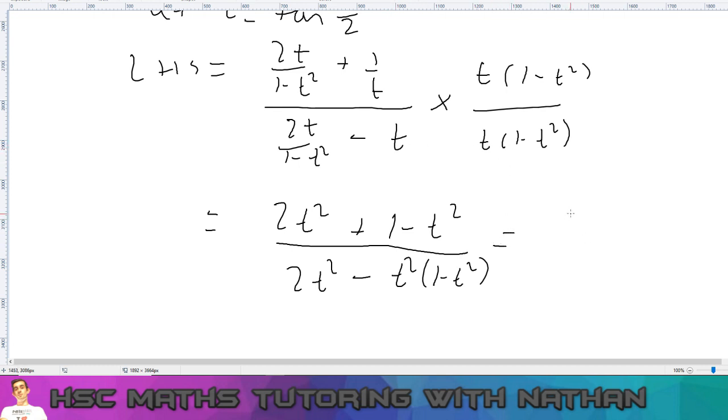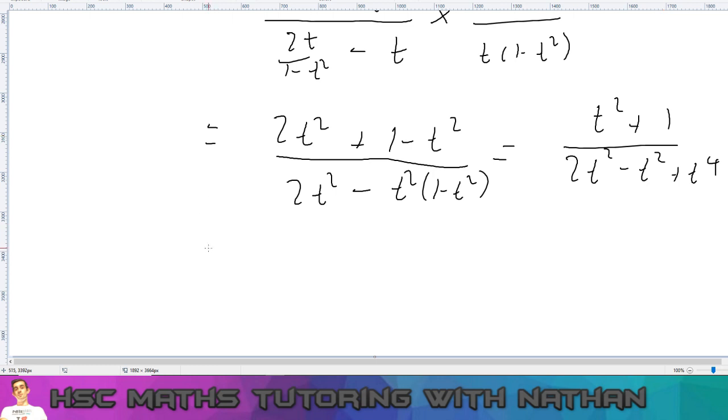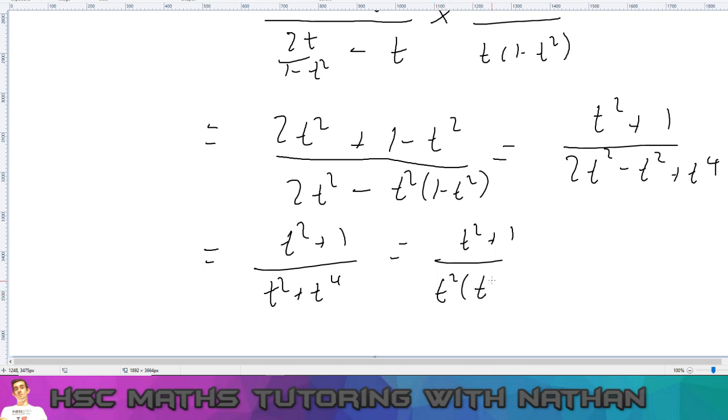So now we just clean up the numerator and denominator, collect like terms, t squared plus 1 over 2t squared minus t squared plus t to the 4. Let's clean it up, so the numerator is fine, the denominator is t squared plus t to the 4, which we will notice we can factorize the t squared out, which is now t squared plus 1, crosses that out, which is 1 on t squared, which is finally cot squared x on 2, by definition, as t is tan x on 2, which is the right hand side.